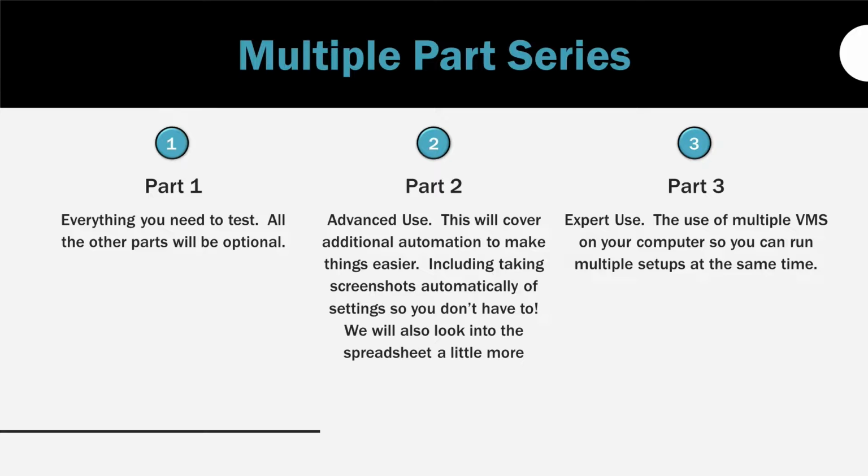Part 1 is going to be everything you need to test. You'll be up and running by the end of this video. All the other parts are just going to be optional. Part 2 is going to be advanced use. It's going to cover the additional automation to make things a little bit easier, including taking screenshots automatically of your settings so you don't have to type them in. We will also look into the spreadsheet a little bit more. Part 3 is going to be expert use. That is the use of multiple virtual machines on your computer so you can run multiple setups and simulations all at the same time.